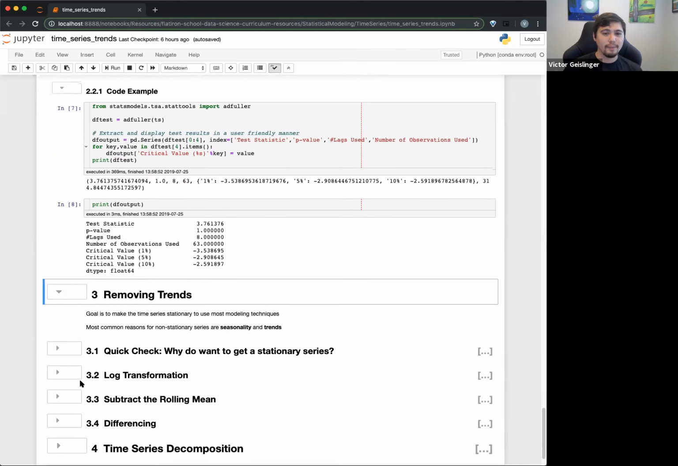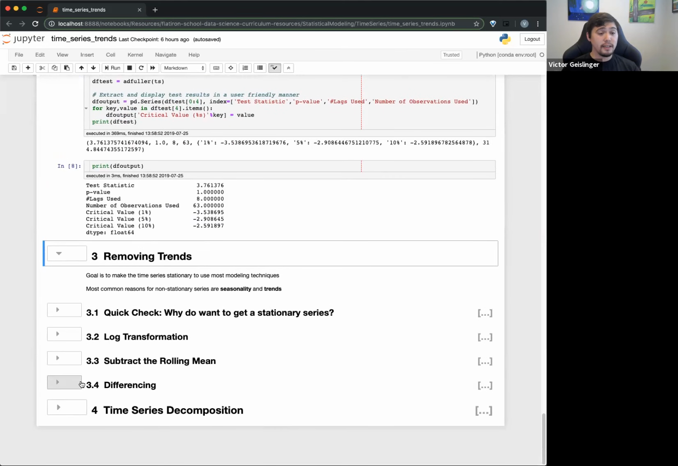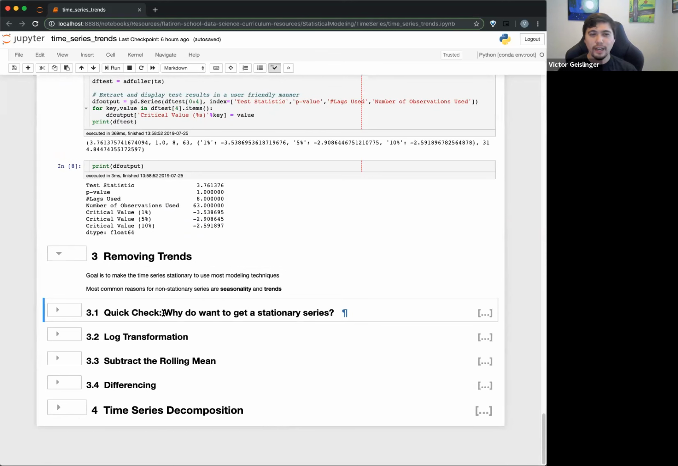All right, so last time I started talking about removing trends. This is when we see our time series has trends, it's non-stationary, and we want to remove them to get to a stationary series. This allows us to see things like seasonality or different trends. So checking with you guys, why do we want to get a stationary series? What are some reasons we might want that? Any guesses?